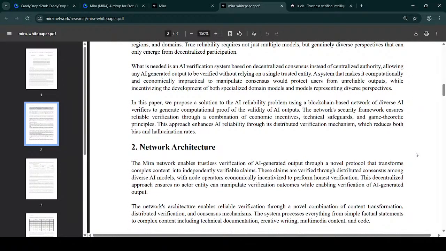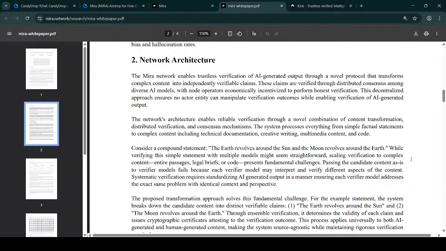So in the white paper, we propose solving the AI reliability problem using a blockchain-based network of AI verifying devices that generate computational proof of ability from AI output. The network's security framework ensures reliable verification through a combination of economic incentives and technical safeguards, gaining theoretical principle. The approach enhances reliability through a distributed verification mechanism, which reduces both bias and hallucination rates, guys.